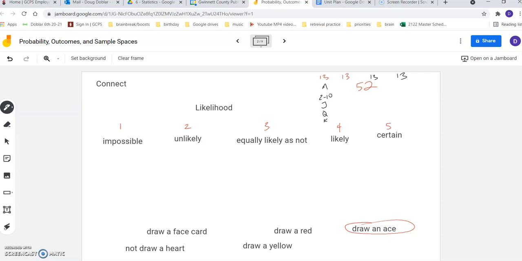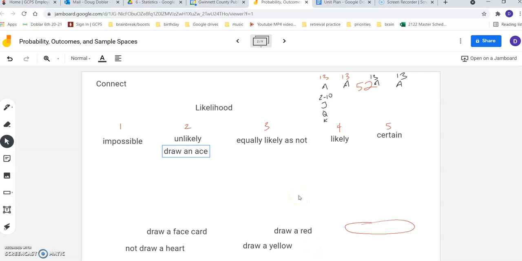So the probability of an ace, the likelihood of an ace: there's an ace of each of these types. So there's 4 aces out of 52 total cards. Not super likely that you're going to draw an ace. It's possible, but only 4 out of the 52 possibilities have an ace.